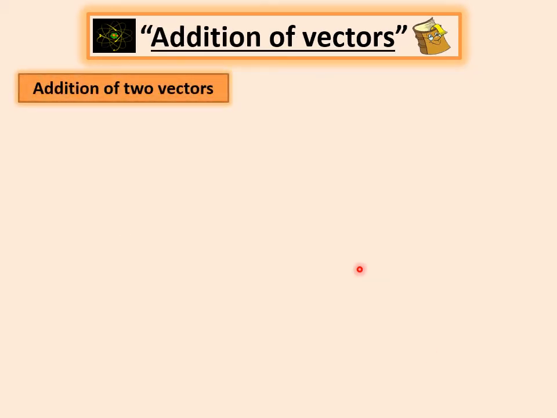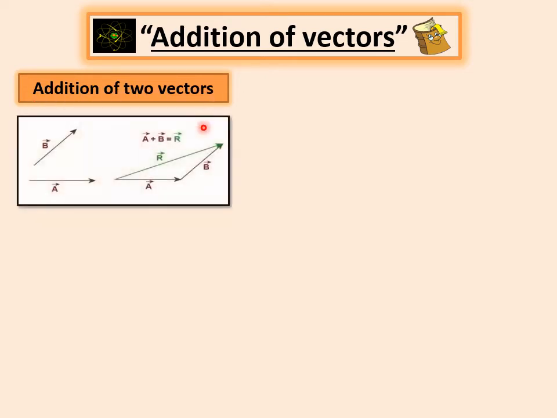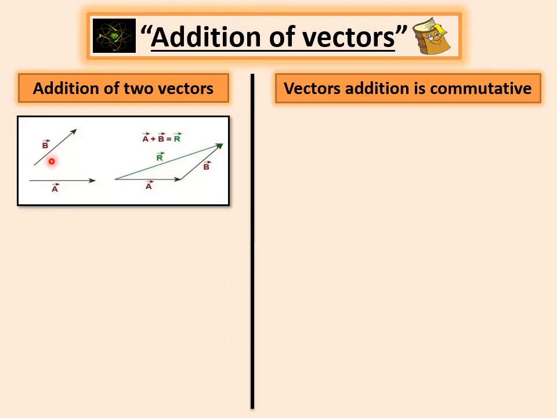Now students, we are going to add two or more vectors. We have a simple head to tail rule to add our vectors. Now we are going to discuss the addition of vectors. Addition of two vectors: suppose we have a vector A and a vector B. If we want to add these two vectors, we will simply use the head to tail rule.